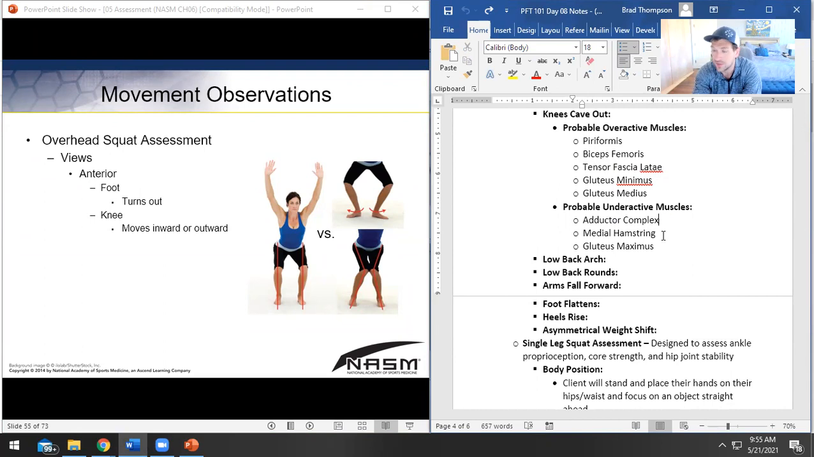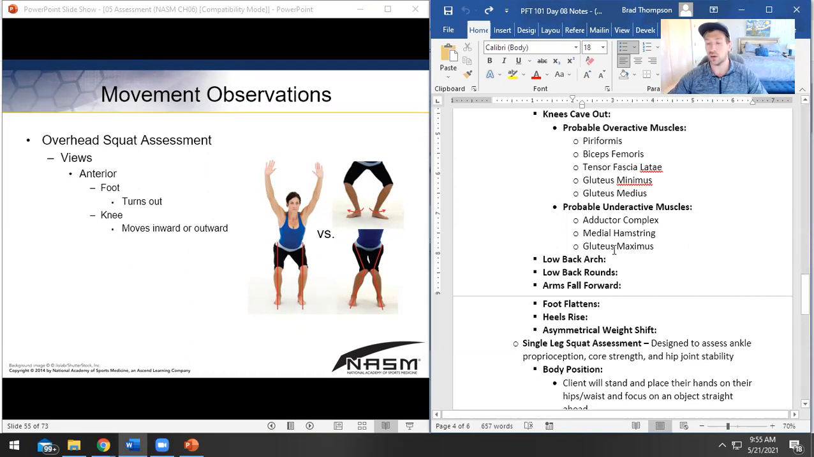The medial hamstring is not doing enough work. That one, again, is often just a muscle that's very commonly underactive. And then the gluteus maximus. The reason they're caving out is because they're trying to use their glutes, and that gluteus medius, which is a synergist, is taking over for this weakened gluteus maximus.